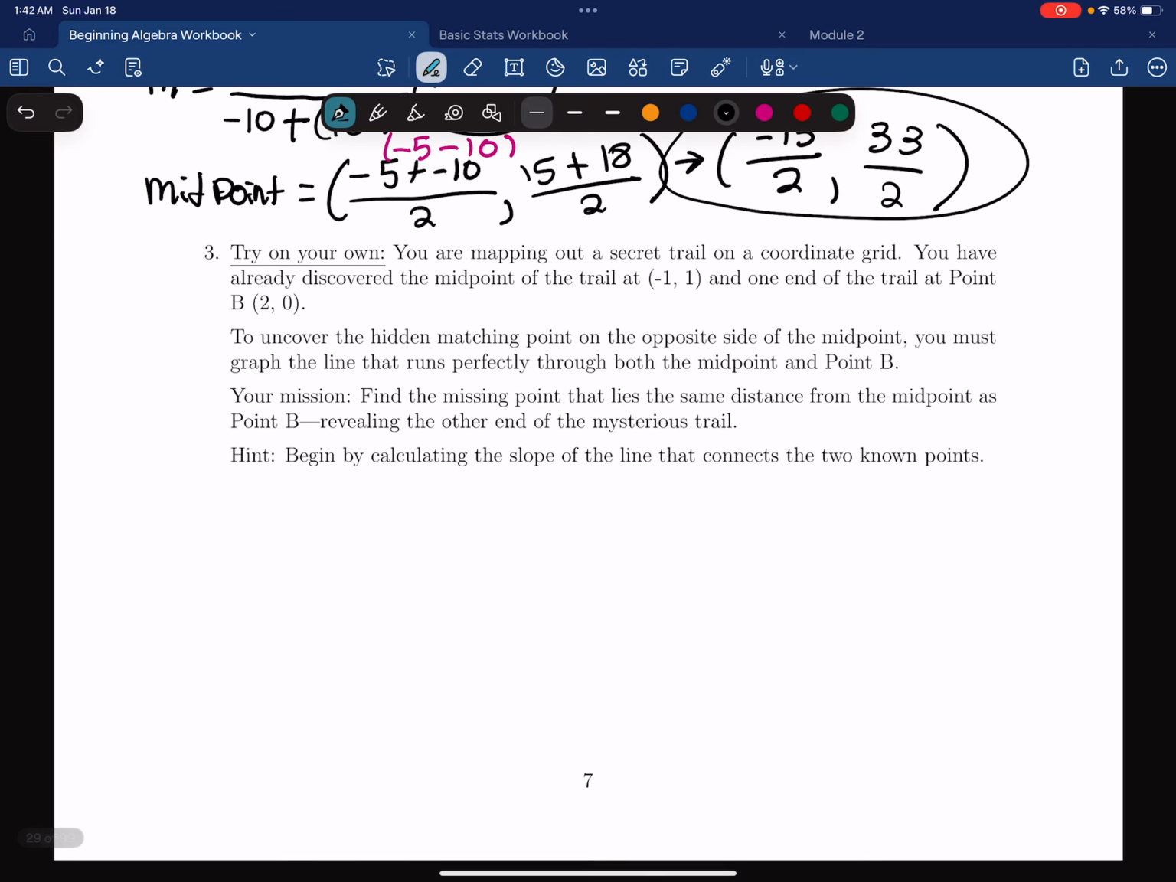So for example, number 3, this one is a try on your own problem, so I will read this out loud, and then once I read it, I encourage you to pause the video and try this on your own.